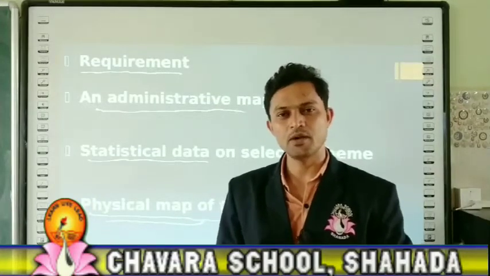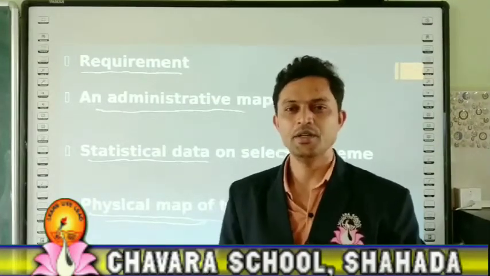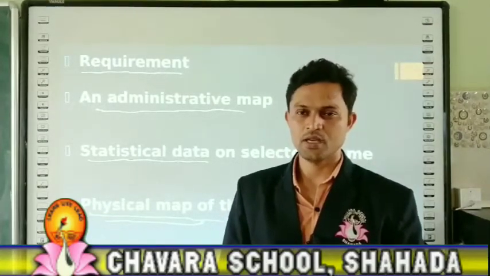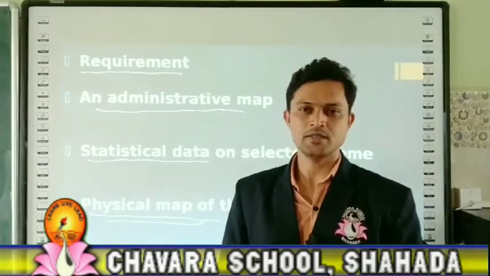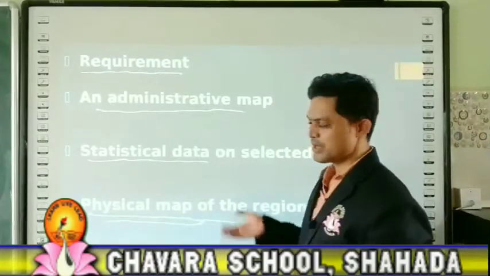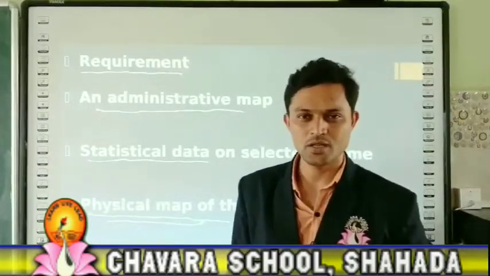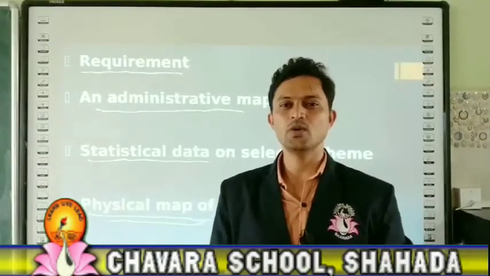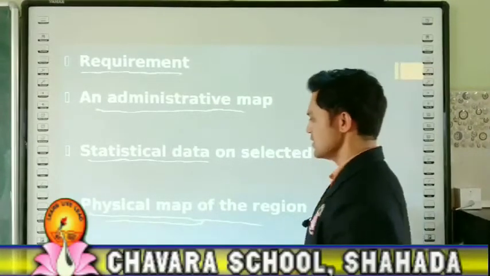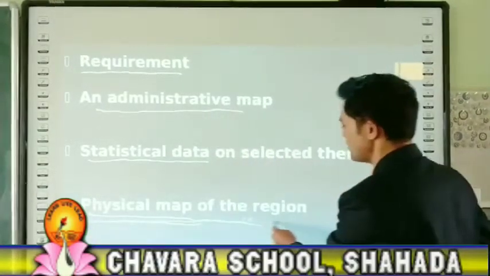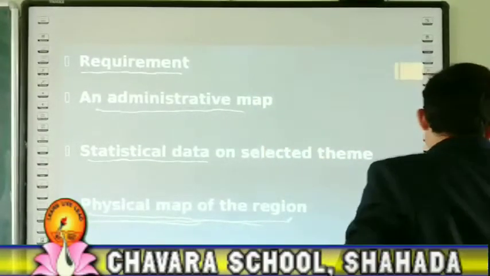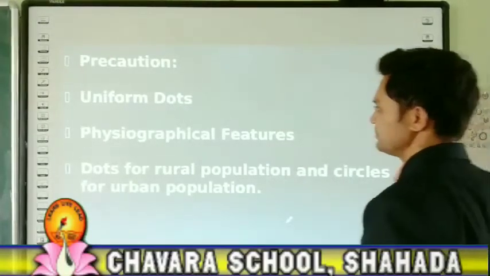As you know, if we are going to show the population, you will find sparse population in hilly and mountainous regions. And if you go to river basins, you will find dense population. That's why, to show the population and such variables which are discontinuous in nature, you should definitely take into consideration the physical features of that particular region. For that reason, we should also have the physical map of the region. Okay, so let's see how to prepare the dot method map in actual.